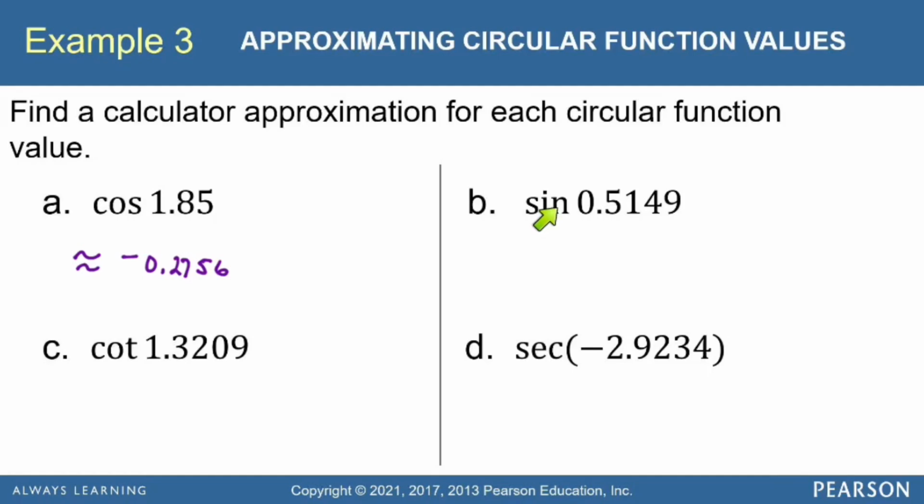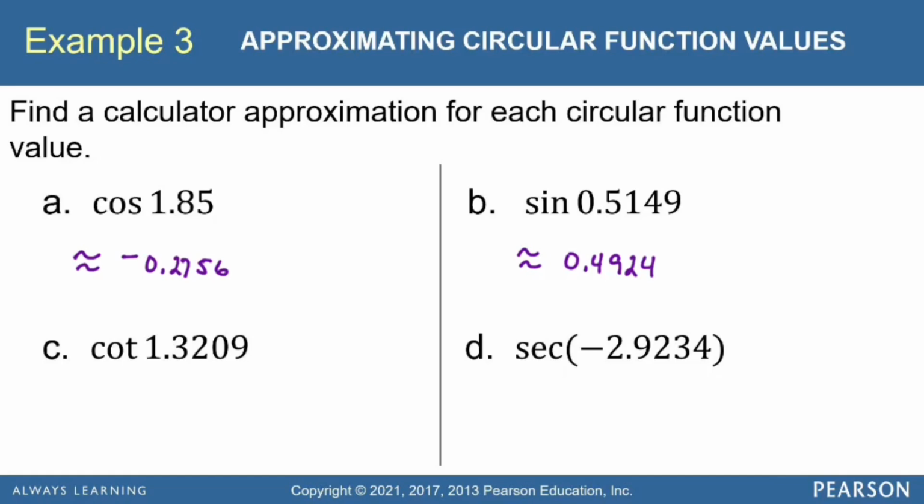Okay, for the sine of 0.5149, again, you'll enter it just like it is, and that will be approximately equal to 0.4924. Now notice that when we work in radians that are in decimal form, the angles can look a lot like the function values. And so it's easy to get yourself confused, and you'll have to think a little bit more about which numbers represent angles and which numbers represent function values.